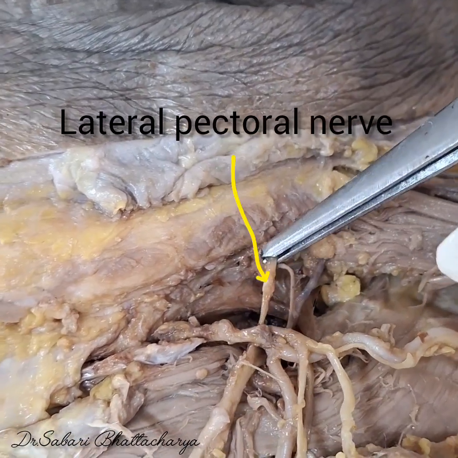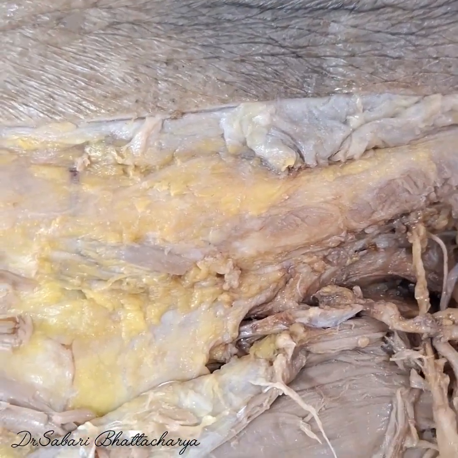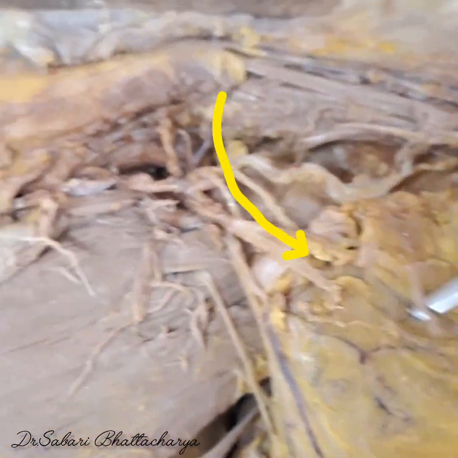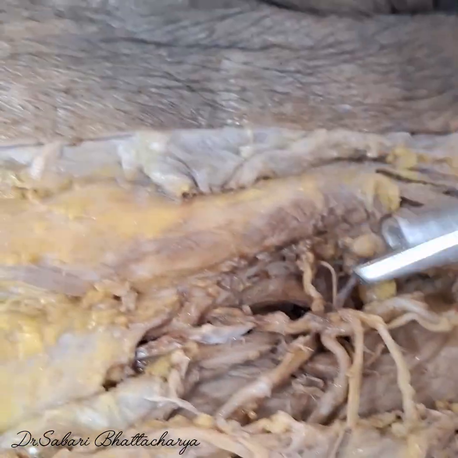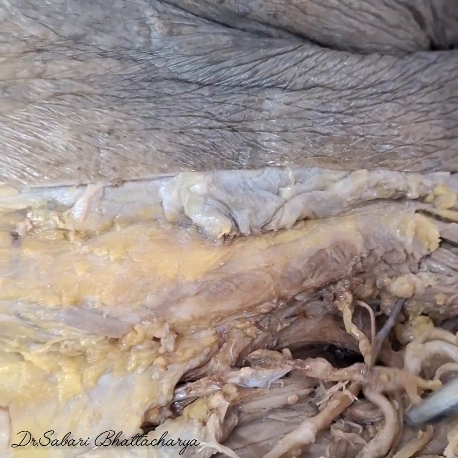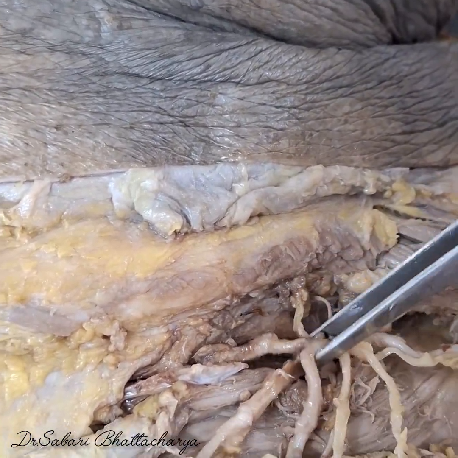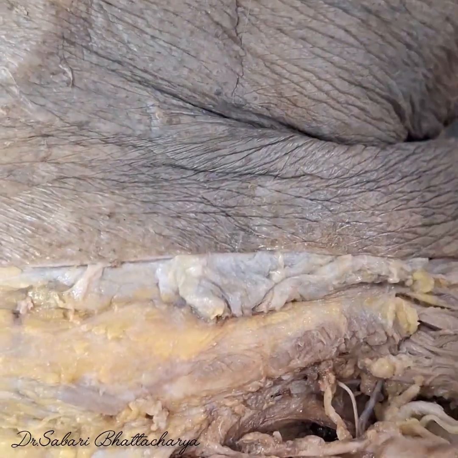Then we have the lateral pectoral nerve. Just trace it and see the lateral pectoral nerve going and supplying the pectoralis major muscle. And we also see the branches of the thoracoacromial artery.